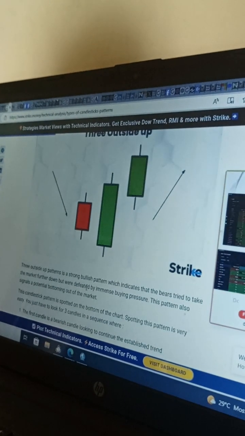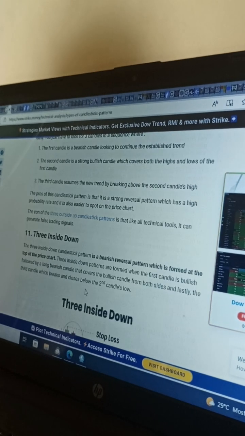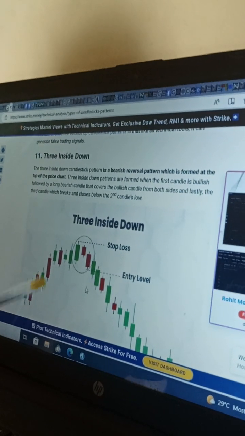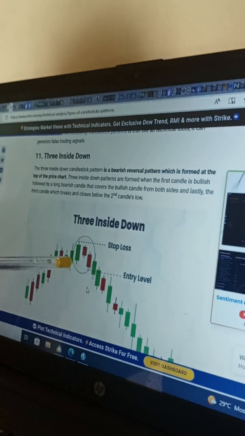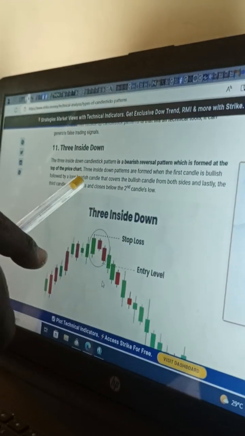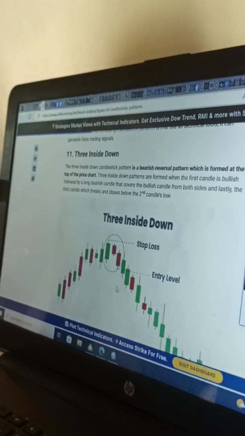So, 3 inside down. You can see this one is 3 outside up. This is 3 inside down. A bullish candlestick is formed. Suddenly we have a bearish candlestick, and another one that forms below it. So it's just the opposite. The other one is for when it is going bearish. This one is for when it is going bullish. The 3 inside down candlestick pattern is a bearish reversal pattern which is formed at the top of the price chart. The same thing. 3 inside down patterns are formed when the first candle is bullish, followed by a long bearish candle that covers the bullish candle from both sides, and lastly the third candle which breaks and closes below the second candle. So it's basically like the other one.